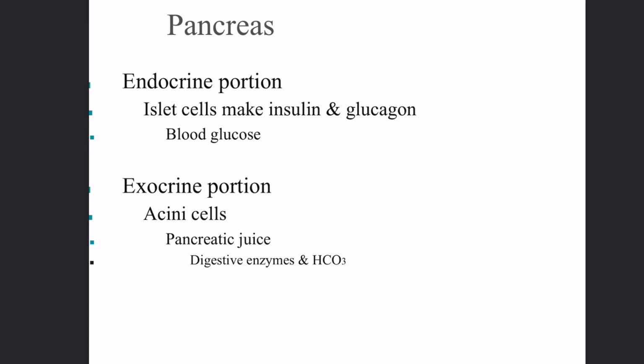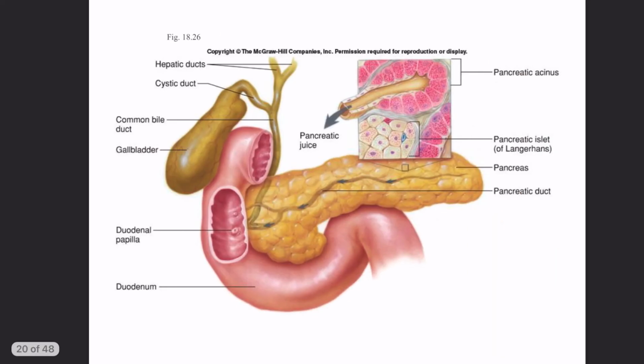And then we have the pancreas, which I'll show you an image of in just a second. But we have two portions of it. The endocrine portion that's going to secrete hormones, and then the exocrine portion that is going to release secretions. And those secretions are going to be digestive enzymes as well as bicarbonate. So here is our pancreas. And as you can see here, I will color this in red. We have a pancreatic duct here, and those exocrine secretions are going to come out via these pancreatic ducts.